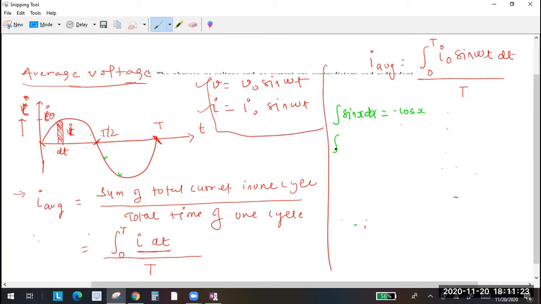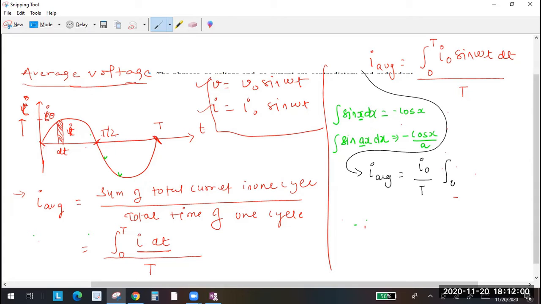In the same way, let's suppose you have sine ax into dx, for example. In this case, the formula becomes negative cos ax over a. So this will be the formula which we will be using in this case, and then you will come to know the idea behind it. So I'm going to use this logic over here. So can I write I average to be I naught over T and integration 0 to T.